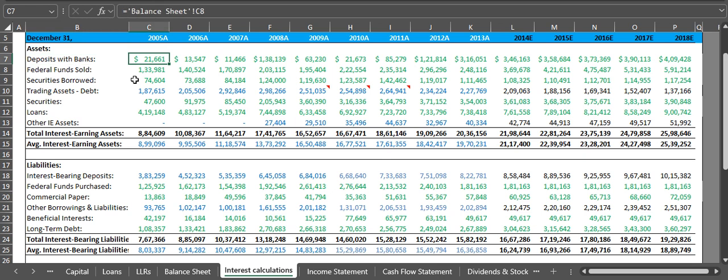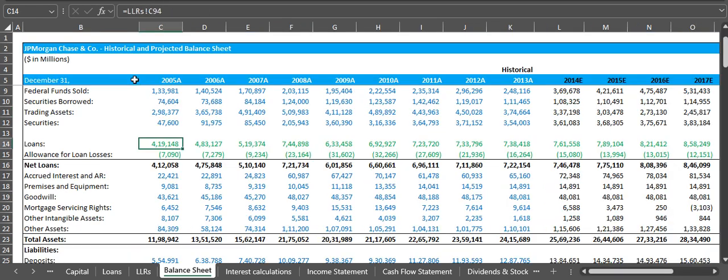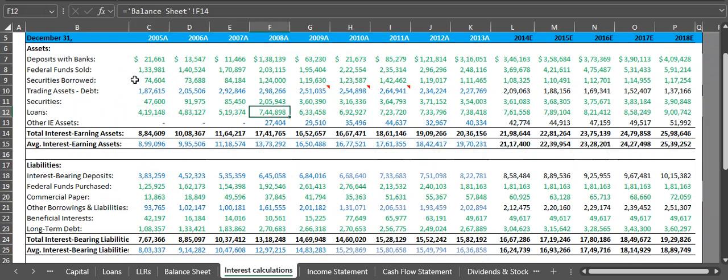So this is the deposit with banks. These are the federal funds sold and securities borrowed. Then these are trading assets and securities, and these are the loans, for particular purposes. Then we discuss the different parameters for the different numbers. Let's say we have the historical period 2005 to 2013. Then we have the projected period, 2014 to 2018.